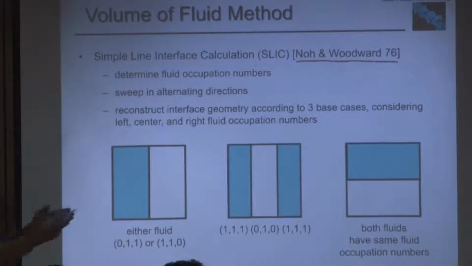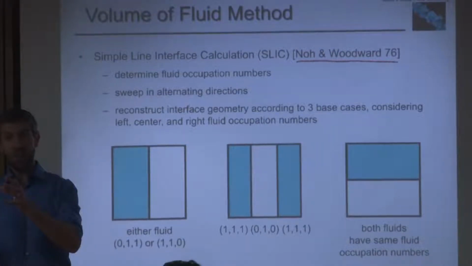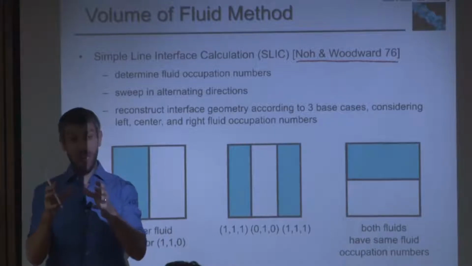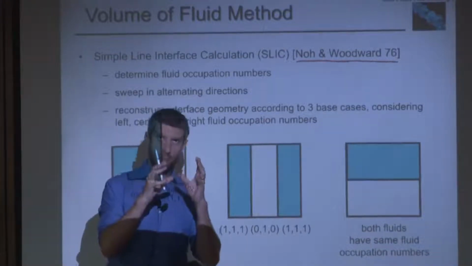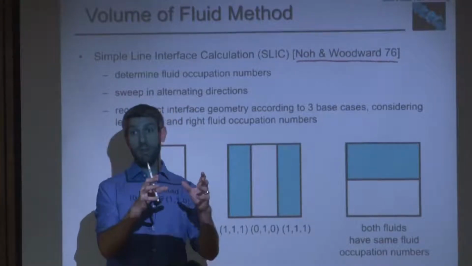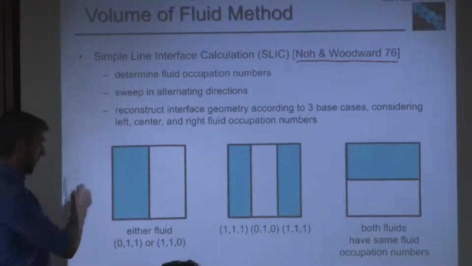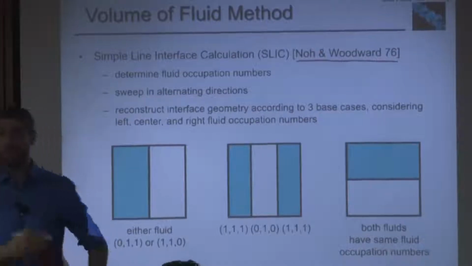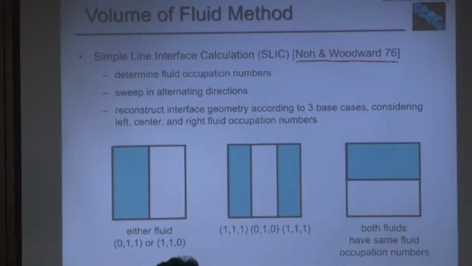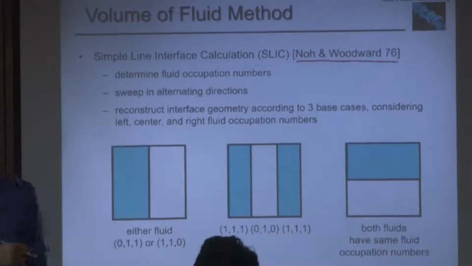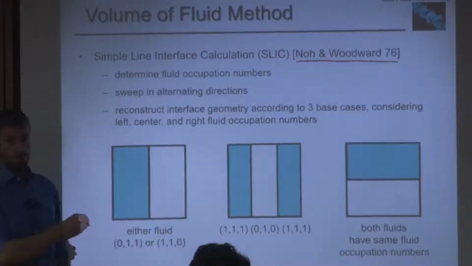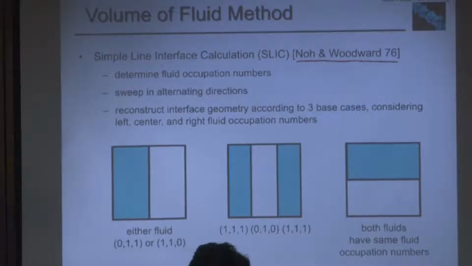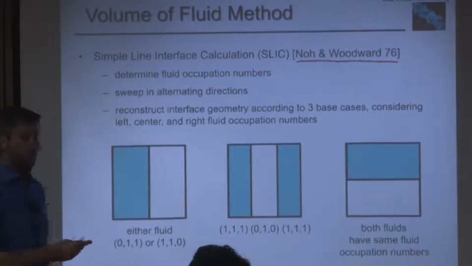The idea is simple. If cell I minus 1 has phase 1, cell I has phase 1, but cell I plus 1 does not have phase 1, then they'll just say phase 1 is blue. In my cell I, I'll just have a vertical plane like this that indicates the termination of phase 1. Phase 1 existed on the left, it doesn't exist on the right, so somewhere in my cell there's a plane that says here's where it stops. Placing that plane is easy because you know the volume fraction, so it's a trivial thing. So that's one case. Of course, you can flip this and do the same thing with phase 2.